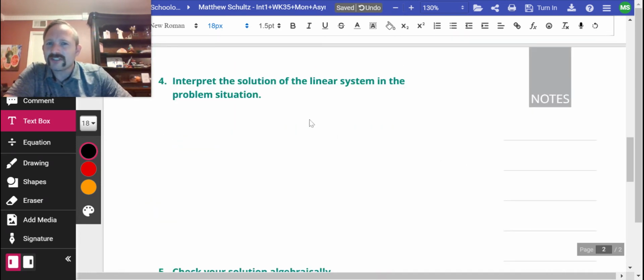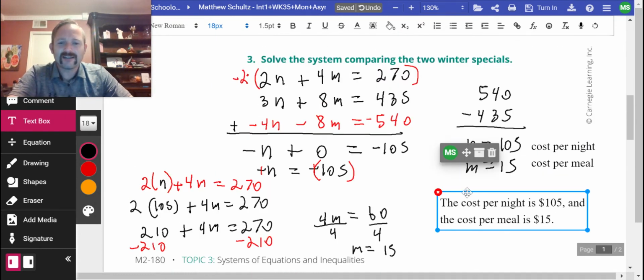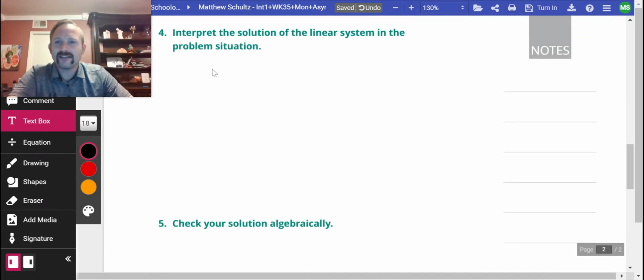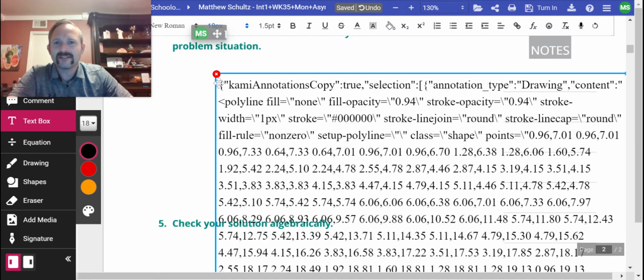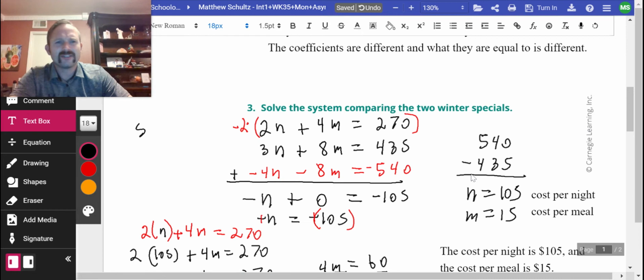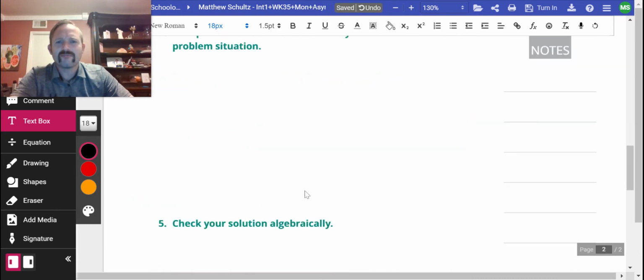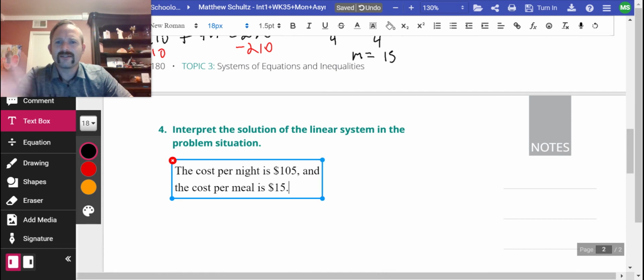All right, let's go on to the next one, which we probably already answered. Interpret the solution of the linear system in the problem situation. Well, let's go back, copy, and paste. But we want to copy this and paste it here. The cost per night is $105, and the cost per meal is $15.